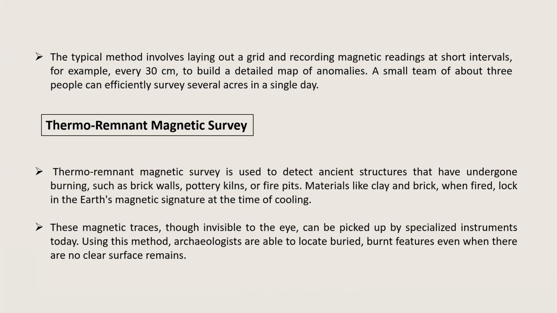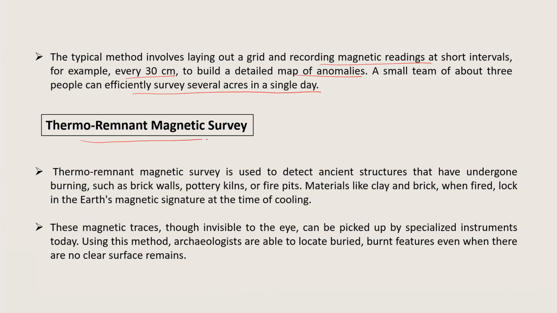If magnetic things are available on that particular field, even though they are related to the current era, they are also recorded. So, it is the duty of a surveyor to be very careful if they are following the magnetic method in survey. The typical method involves laying out a grid and recording magnetic readings at short intervals, for example every 30 centimeters, to build a detailed map of anomalies. A small team of about 3 people can efficiently survey several acres in a single day.